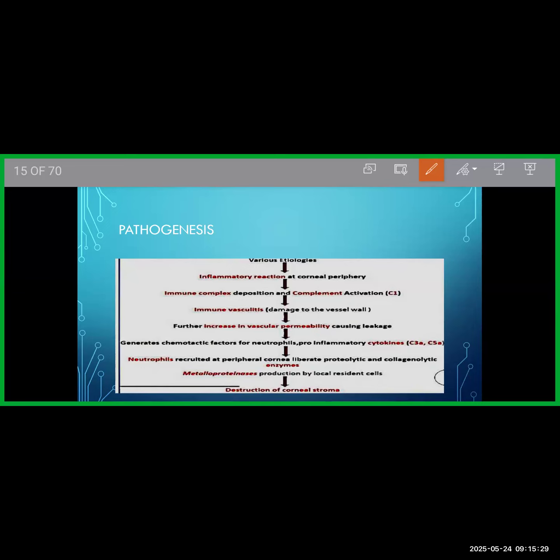Further increase in vascular permeability causing leakage generates chemotactic factors for neutrophils and pro-inflammatory cytokines, such as C3a and C5a. Then the neutrophil is recruited at the peripheral cornea and liberates proteolytic and collagenolytic enzymes alongside the metalloproteinases. These enzymes that are released are what eventually result in the destruction of the corneal stroma, resulting in progressive corneal thinning.